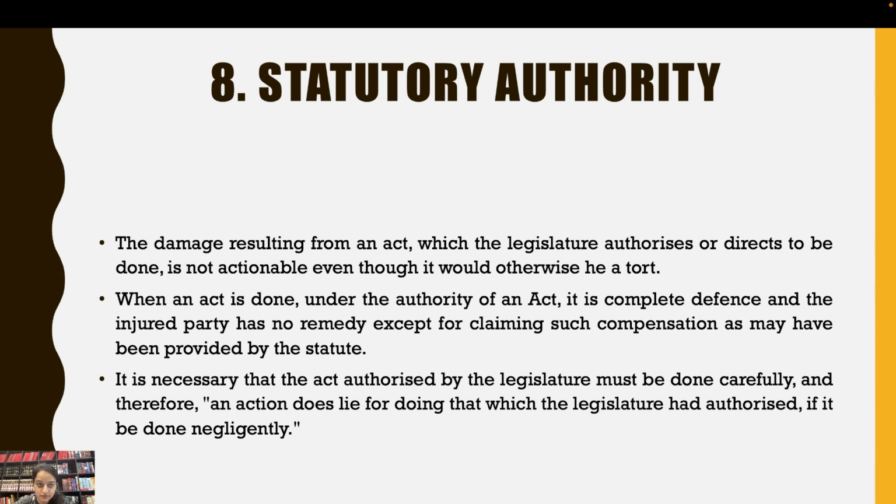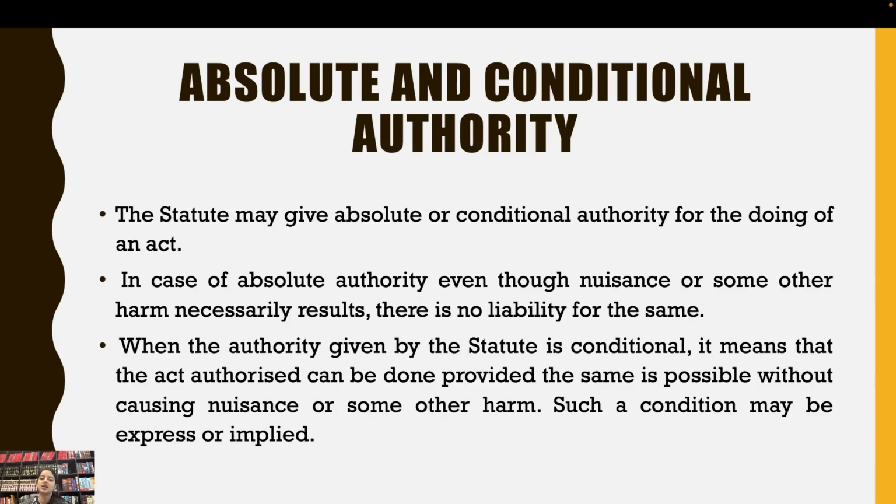Correct? Now, absolute and conditional authority. What do you understand by absolute and conditional authority? Absolute authority is where even though nuisance or some other harm necessarily results, there will be no liability. So absolutely clear. Even if something wrong happens, you are completely clear. You will not be liable at all. When the authority given by the statute is conditional, it means that the act authorized can be done provided the same is possible without nuisance or other harm. Such a condition may be express or implied.